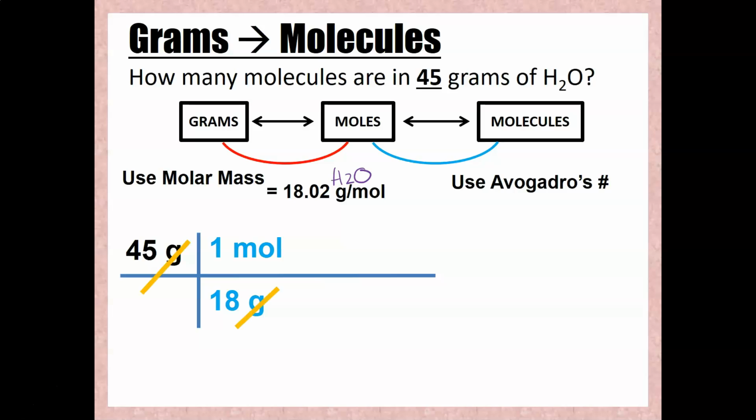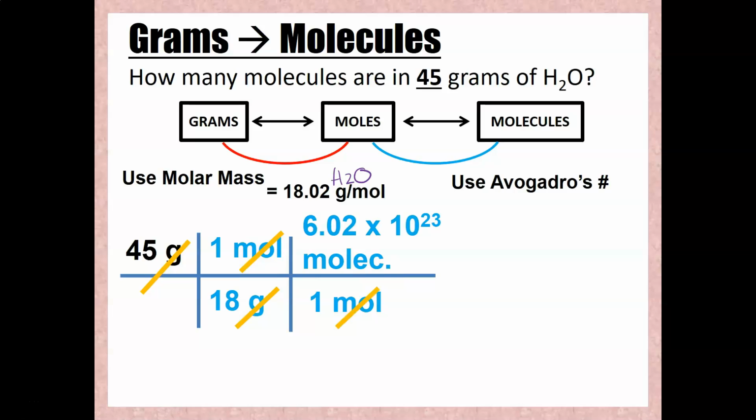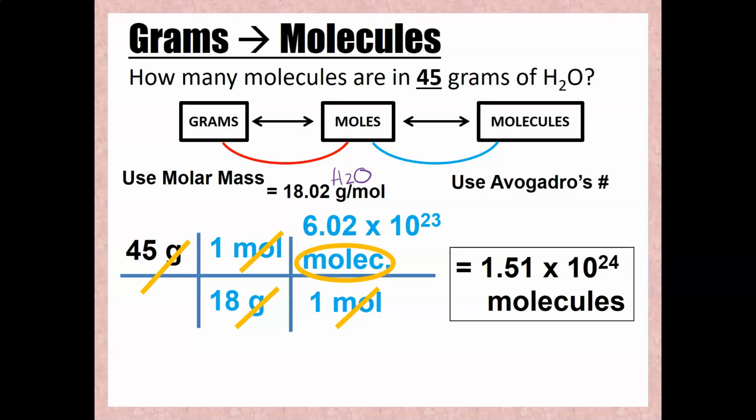The units cancel. So now I'm going to get rid of the moles by putting 1 mole on the bottom. Avogadro's number goes on top. Moles cancels. I'm left with molecules. Punch it in my calculator, and that's the answer that I get.